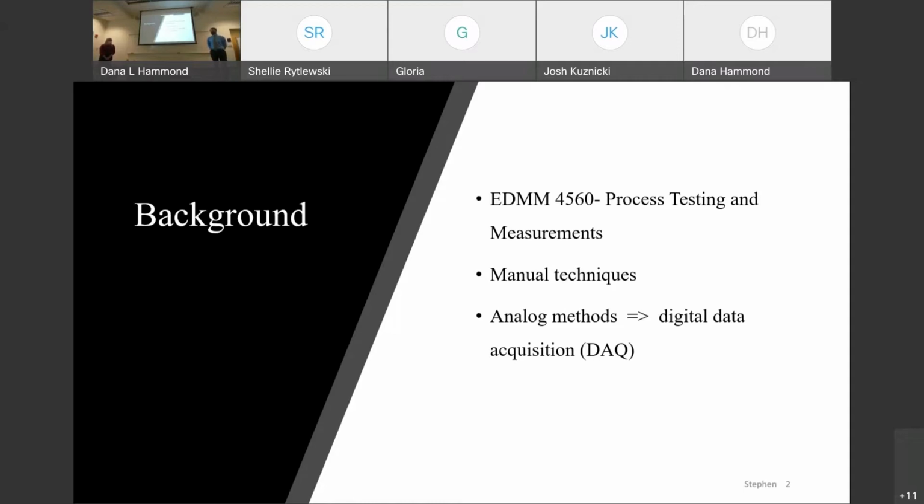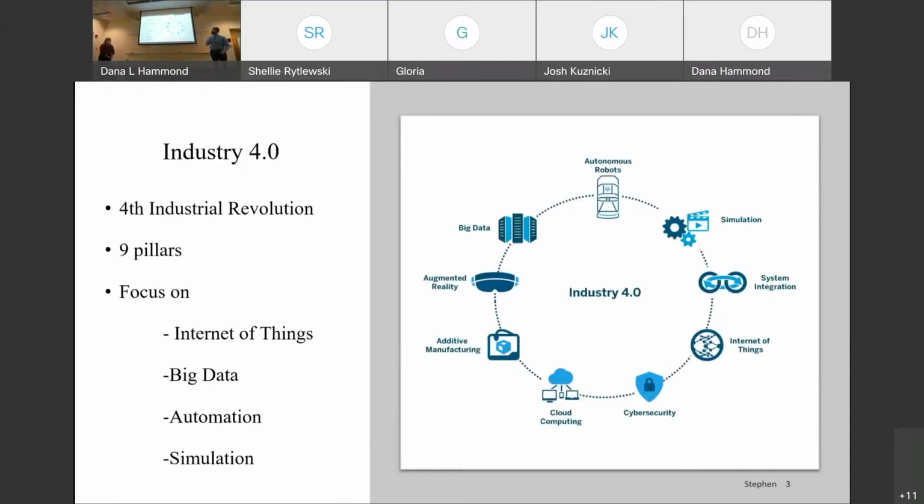So the purpose of this project then is to take these analog methods of data collection and transition them into using a digital data acquisition or DAQ system. So in order to achieve this, we need to apply the new age way of thinking about manufacturing, which is Industry 4.0. But for those not familiar with this new discipline of engineering, what does this mean for manufacturing as a whole? Industry 4.0 is what's being referred to as the 4th industrial revolution, where computer age technology is being applied to manufacturing systems in order to make products quicker and more accurately than ever before.